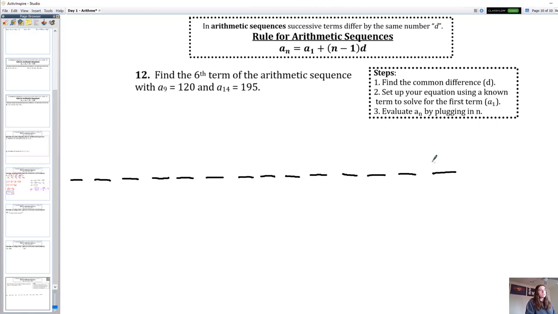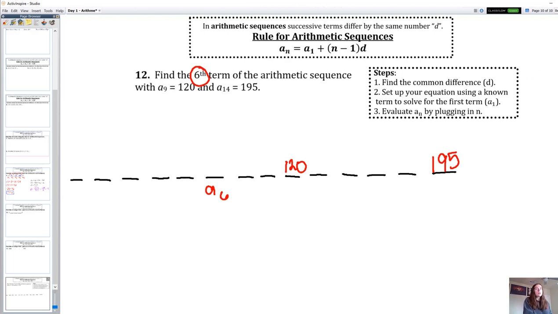I know a sub 14 is 195, and I know a sub 9 is 120, and I'm looking for a sub 6. I'm looking for that 6th term. 1, 2, 3, 4, 5, 6. Here's a sub 6. So in this situation, with our two values, we're going to use that second method that we learned where we solve for D first and then plug stuff in.